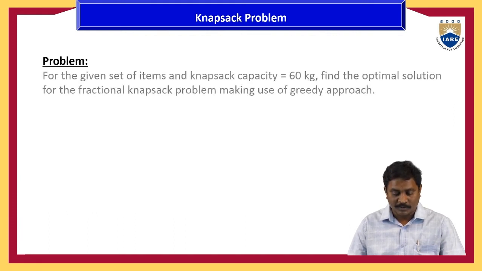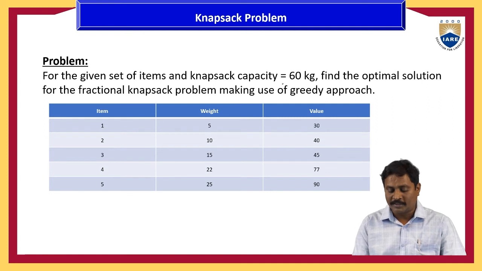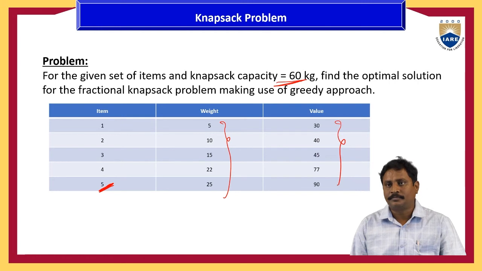Next, see one problem. Here the maximum capacity value is 60. There are 5 objects in total, and all the weights and values are given here. First we find Pi by Wi values. So 30 by 5 is 6. Now 40 by 10 is 4. 45 by 15 is 3. 77 by 22.